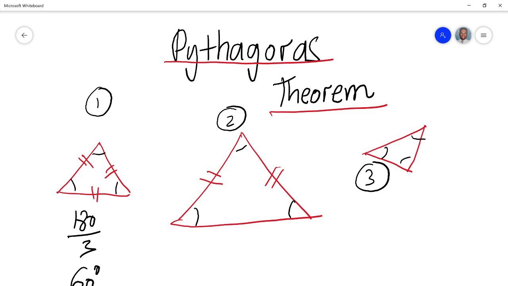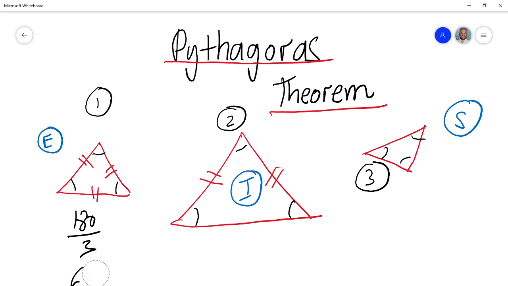In number 2, which is an isosceles, I'll just put a simple key: E for equilateral, I for isosceles, and S for scalene. So in an isosceles triangle, you've got two sides equal and two angles equal. And in a scalene triangle, you've got all three sides not equal, and therefore all three angles not equal as well. Now let's look at another type of triangle.